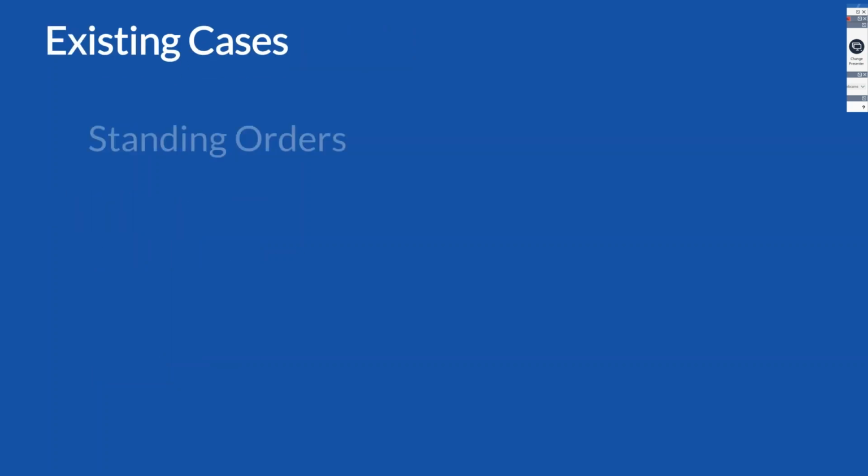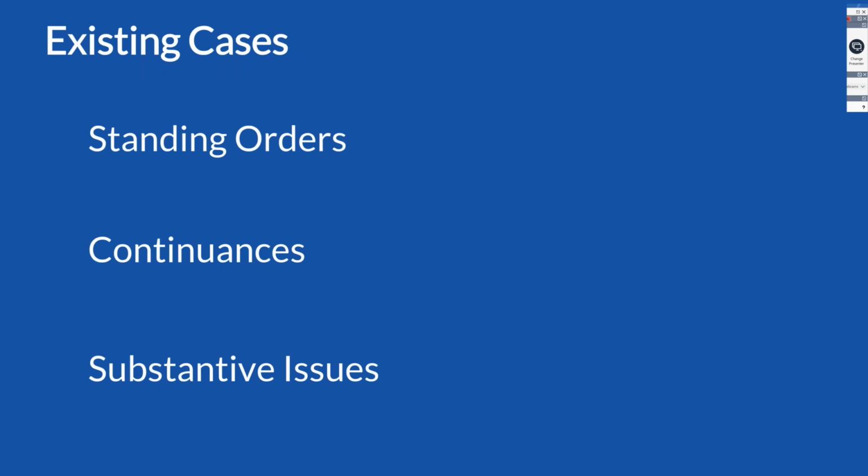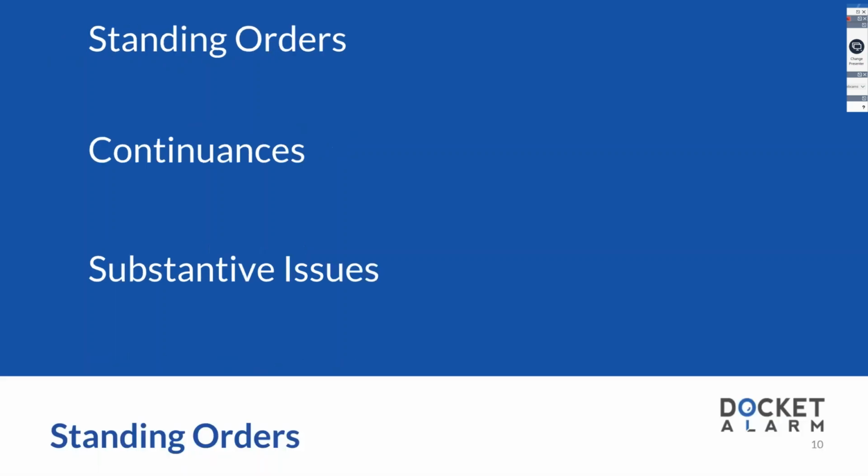Okay, so let's just jump right into it. These are going to be the three orders. For existing cases, there are some substantive issues that are occurring as a result of COVID-19, but really there's quite a bit of procedural changes that are going on, namely standing orders and continuances, right? Every single court is issuing a number of standing orders. So let me just jump into how you can find this information for your particular cases.